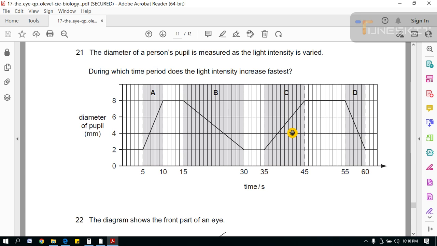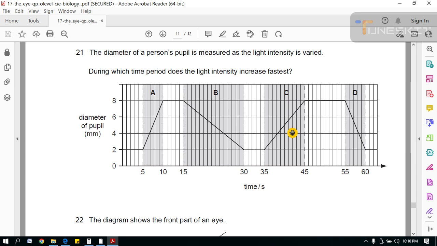Light, the diameter of the pupil. This line is more sharp as compared to B. In case of A and C, these two are the cases when the light intensity is already decreased. It is in dim light, because the diameter of the pupil is looking increased in this case.